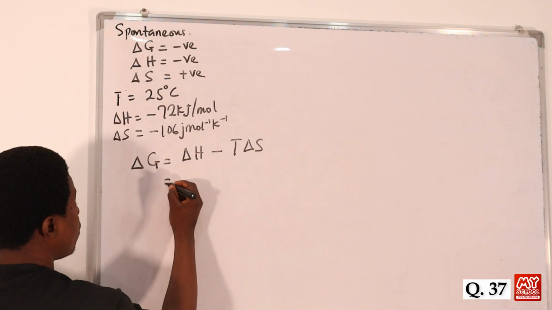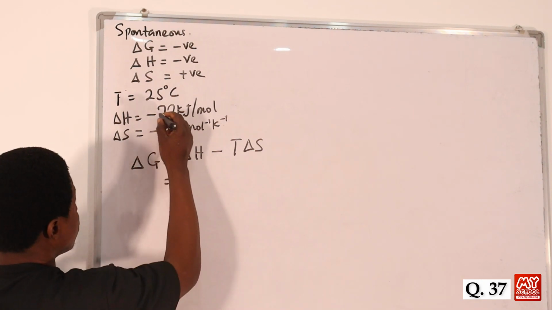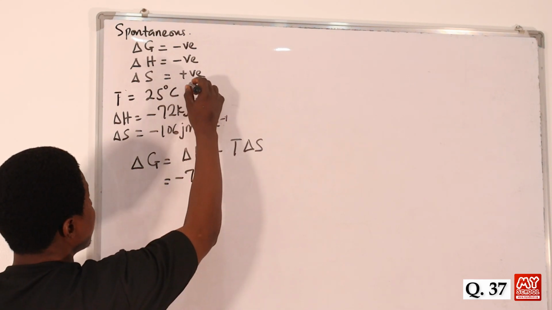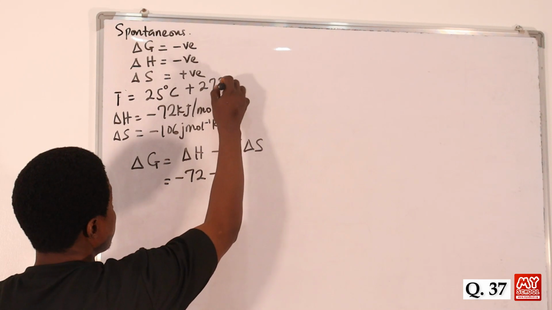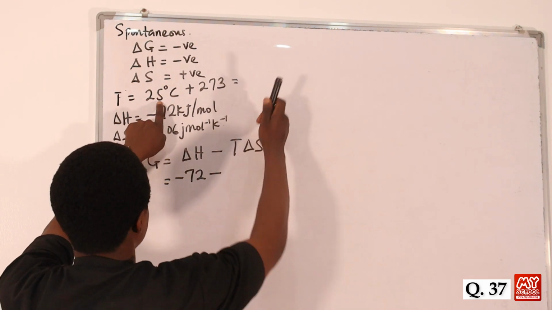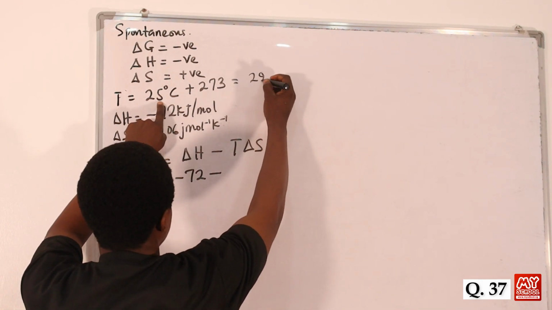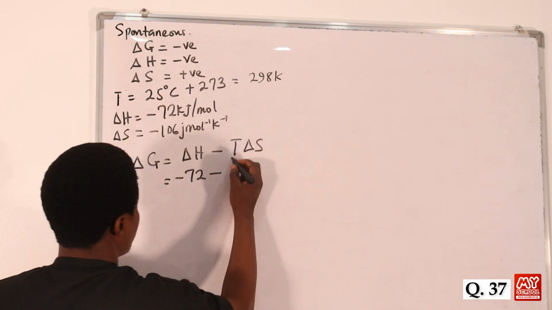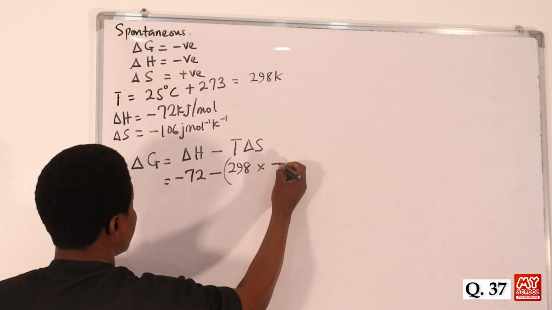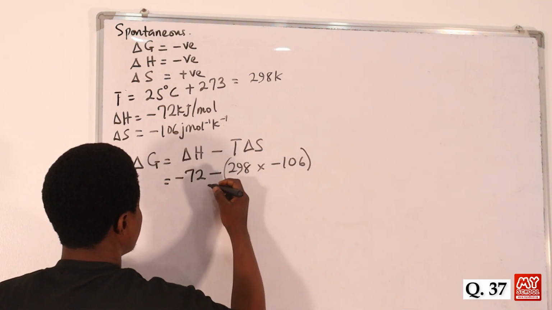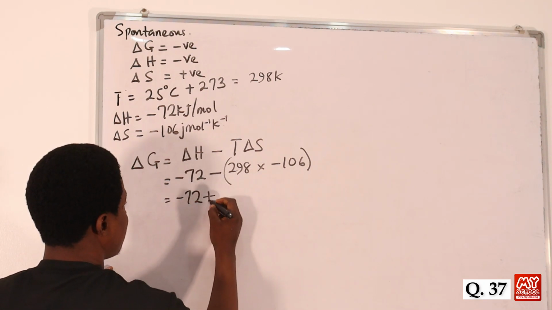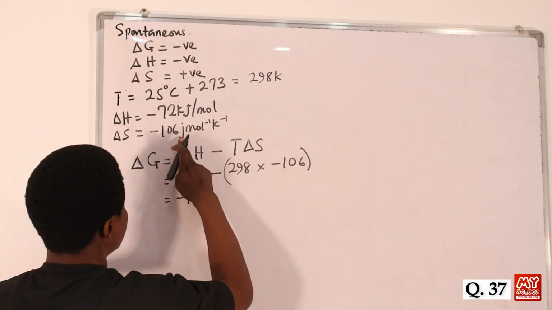So we have delta H, which was given to be negative 72, minus temperature. We have to convert this to Kelvin, because that's the absolute temperature. If we add 273 to 25, that should be 298 Kelvin. So we have 298 Kelvin multiplied by negative 106. By the time you multiply this, negative 72 minus times minus gives a positive value. This is 106 joules.